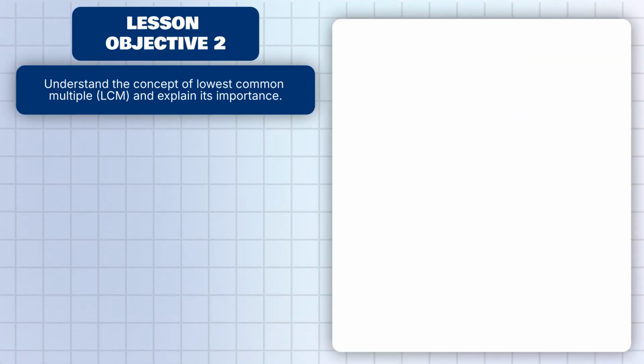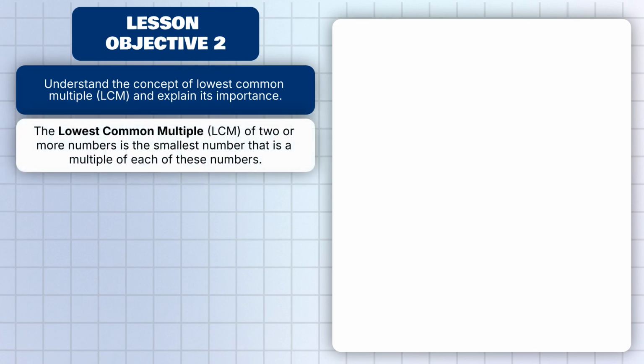Now let's introduce the lowest common multiple, LCM. The lowest common multiple, LCM, of two or more numbers is the smallest number that is a multiple of each of these numbers. This means it is the smallest number that all the given numbers can divide into without leaving a remainder. There are two methods to find the lowest common multiple, LCM.